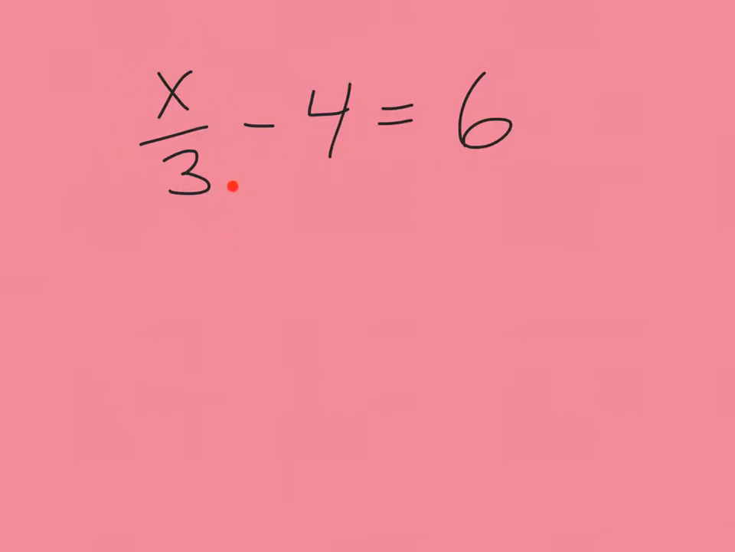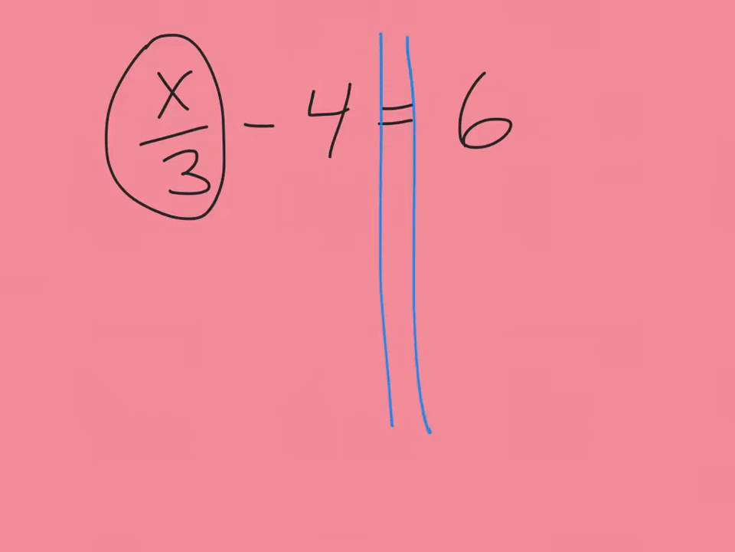So I'm going to locate the variable term, and I know I'm going to deal with that last. So I am going to circle that and make my little railroad tracks. So whatever I do to this side, I've got to do to this side of the equation.